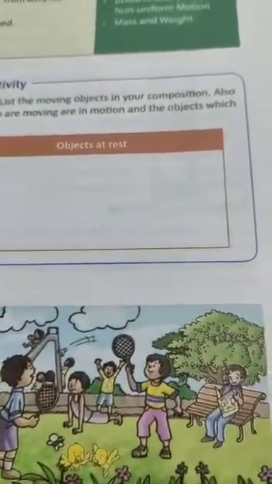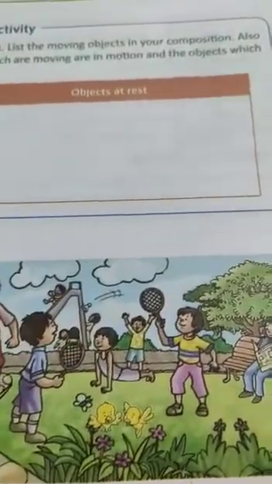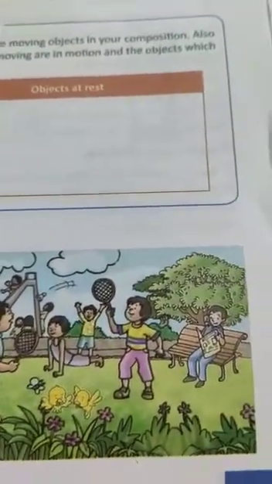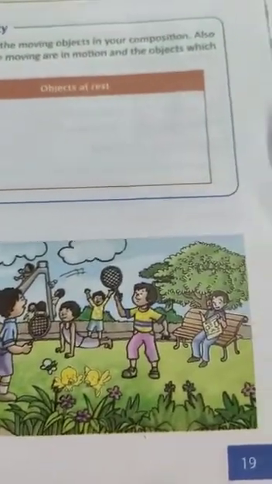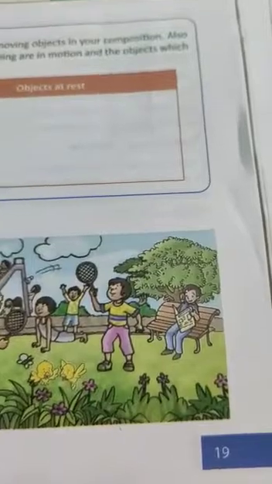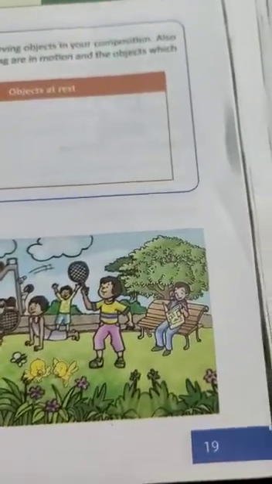Now going to start chapter 2 physics, that is motion. So first of all you need to understand, children, what is rest and what is motion. See this picture? When you visit a park you see that some things are moving while others are not, right?